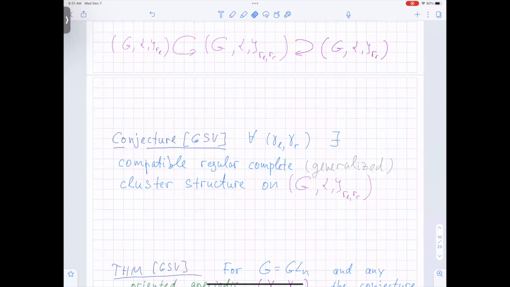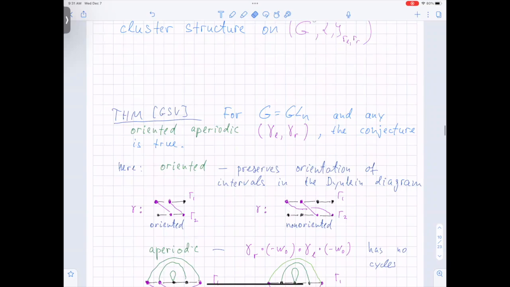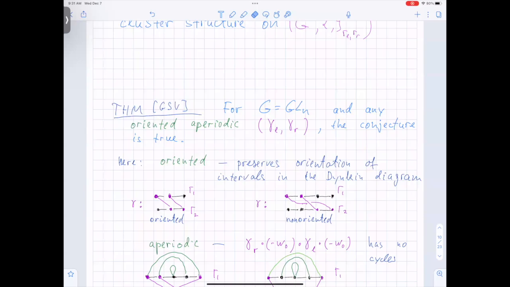I will not get into that cluster structure on the group equipped with this bracket. Again, I want to emphasize it's the same group, but we require our coordinates to be nice coordinates with respect to a variety of brackets. And this conjecture we proved in a very long paper that's to appear in Memoirs, for GLn and so-called oriented aperiodic pairs of data. So I'll have to explain what these are, and then explain that this oriented business is quite irrelevant.